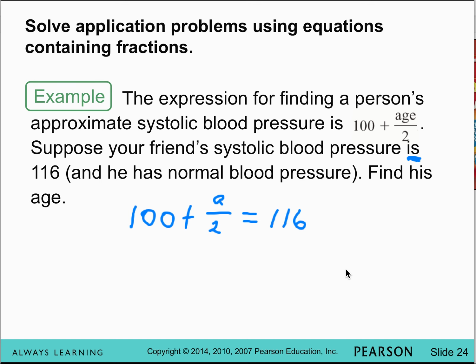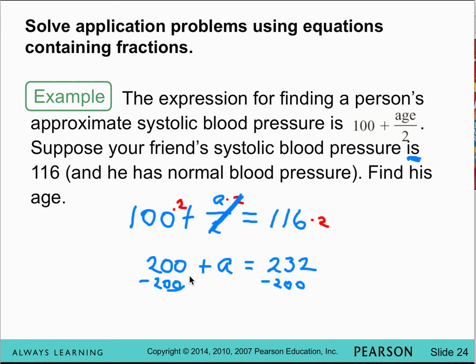Okay, so if I'm now going to solve this equation to find his age, when I solve it, A is his age. First step, get rid of fractions. That means let's multiply everything by 2. Okay, that means we have 200 plus 2 divided by 2 is 1, so plus 1A equals 232. Undo whatever's being added or subtracted to the variable. So that 0 plus A is A. 232 minus 200 is 32. Your friend must be 32 years old.